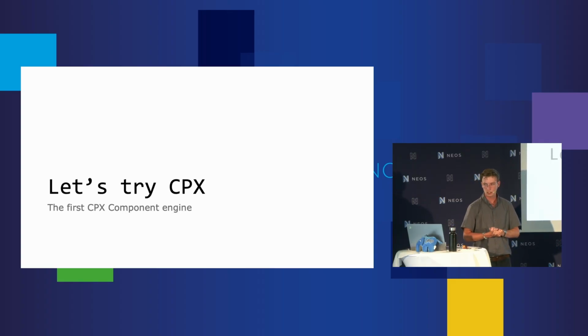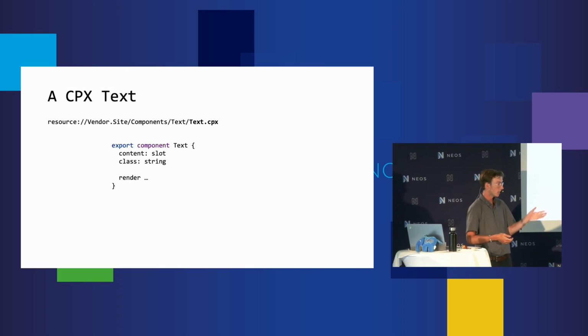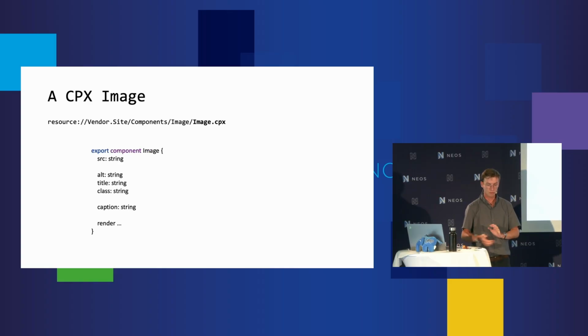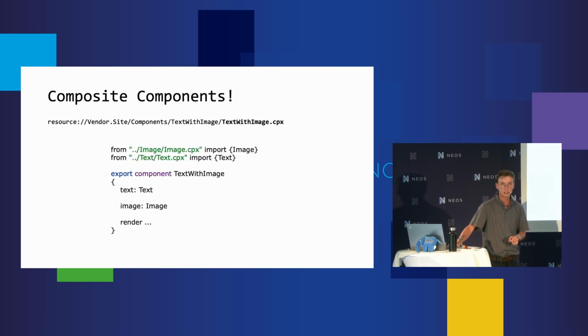How about we try CPX? We still have the same text as before. We have a new image as before. It's closely resembling the Fusion examples. There's nothing special about that. I left out the render part. It's not important. And our CPX text with image now looks quite different from what we used to with Fusion.